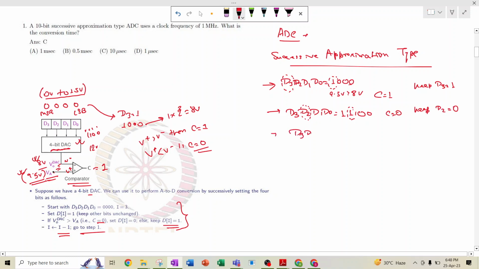Now we will go for D1. We keep the 1 and 0 fixed, and now we set the value of D1 to 1. So 1010 is the input, and 1010 means it is 10. So 10 volt is again greater than 9.5 volt, so the output C will be 0. Then we keep D1 equal to 0.